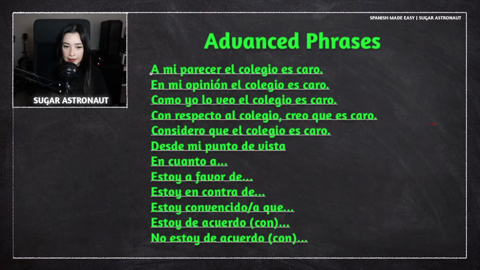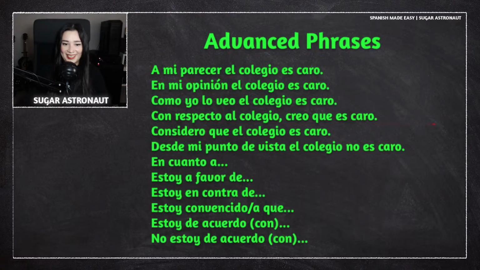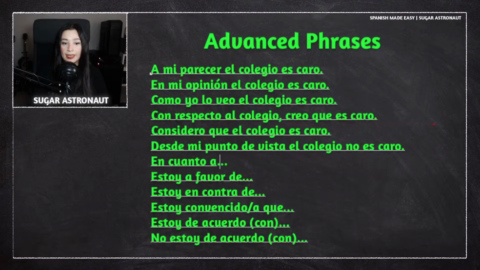Desde mi punto de vista, you can say, el colegio no es caro. So that's the opposite. It's not expensive. Desde mi punto de vista, that means from my point of view, el colegio no es caro. The school is not expensive. No es caro. It's not expensive. En cuanto a el colegio, coma, very similar to con respecto a. En cuanto a el, you can actually, en cuanto al colegio, that's the correct way, no es caro. Okay?